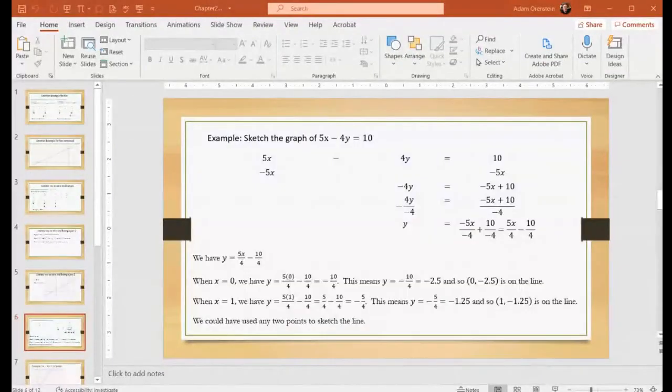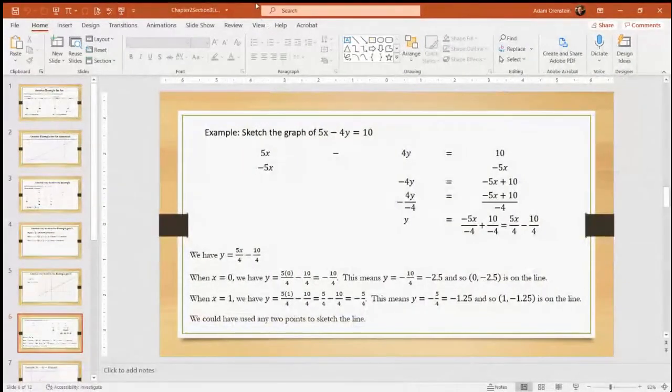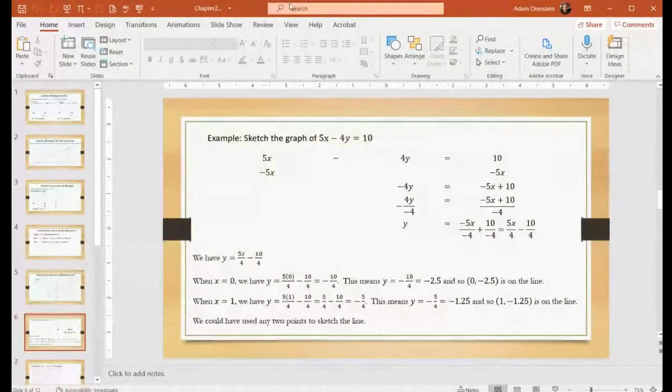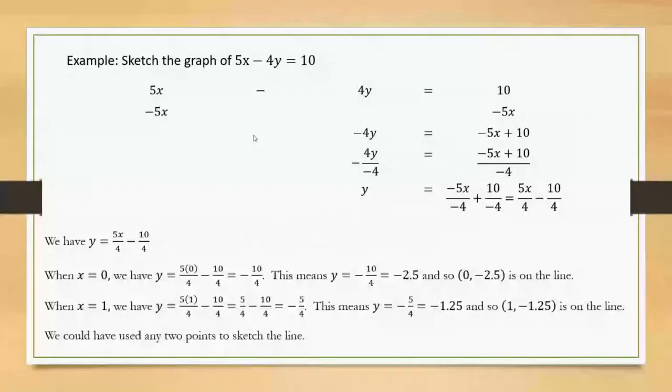Here we go. Okay, so let's do it. We'll do another one, then we'll do the worksheet. So for this one, as you can see, we have the graph of 5x minus 4y equals 10.